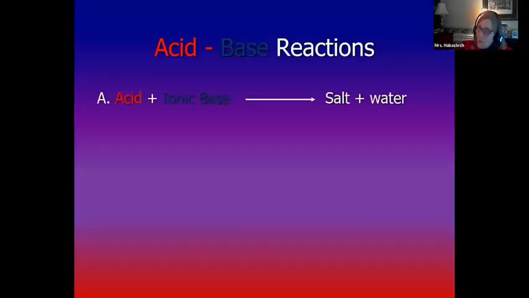So just to review, remember, I saw lots of folks had some problems identifying acids and bases and also coming up with what the acid-base reactions are. There was a little bit of trouble there.